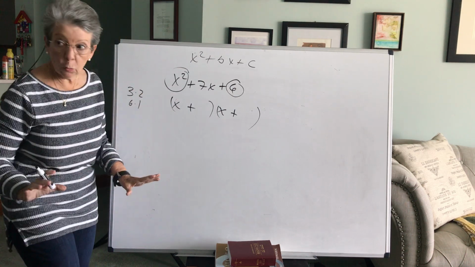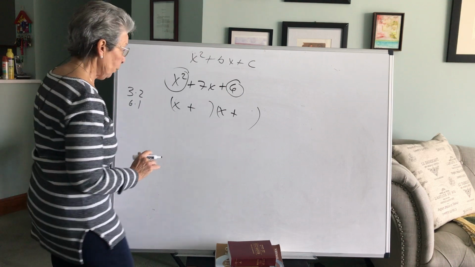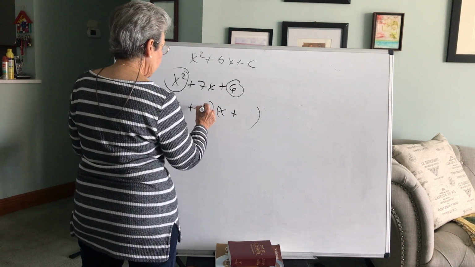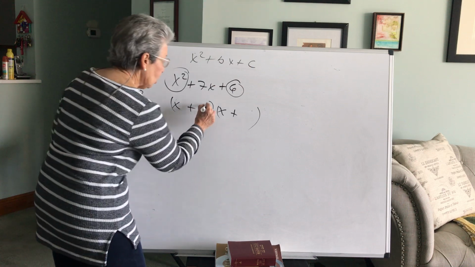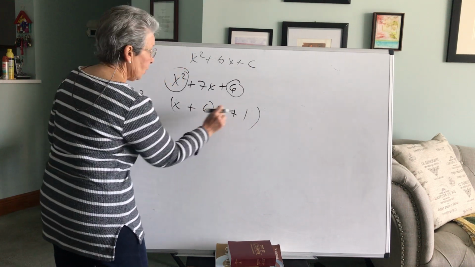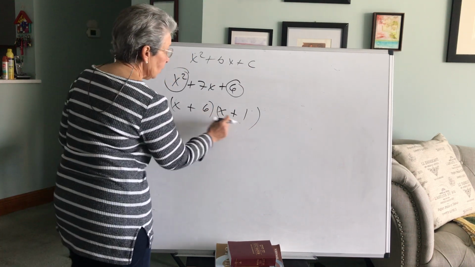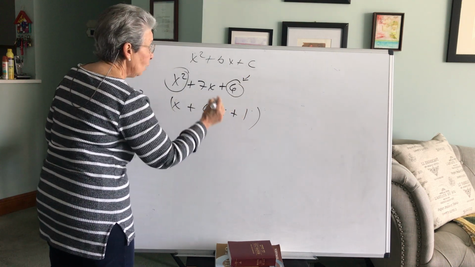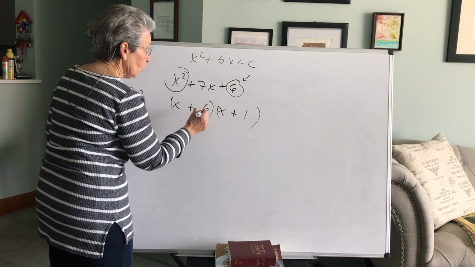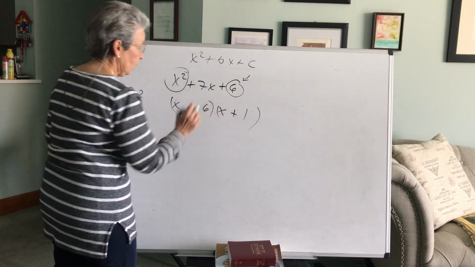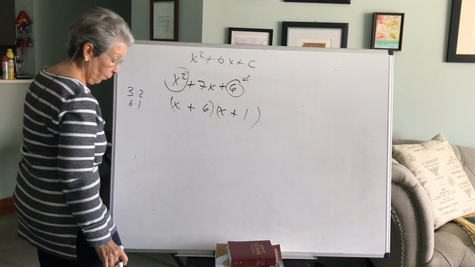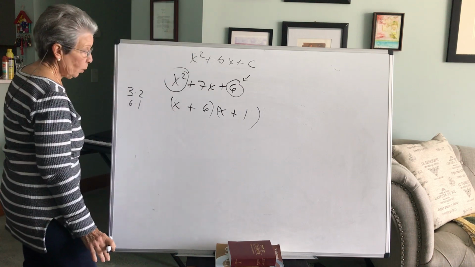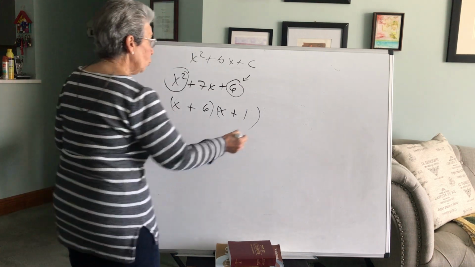This is trial and error. We have to try until you get the answer. If you write, for example, 6 and 1, you have to multiply 6 and 1 to get this term. 6 times 1 is 6. And you have to combine them to get the second one. 6 plus 1 is 7. This is the answer.